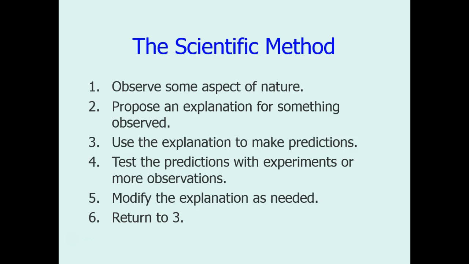Well, if I do this, then this should happen, right? If all these things were true. So then they start testing those predictions with experiments or more observations to see if indeed they are true. If they're not, then go back and produce a new explanation. Return to number 3. And keep doing that. In fact, most of science is a continual effort in this way.